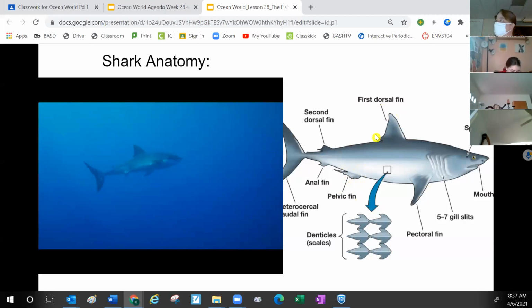And with the exception of the dorsal fin, the other fins are paired. Okay, and you're going to find this to be pretty common among all the fishes. The dorsal fin is split, but it is still considered a single unpaired fin.